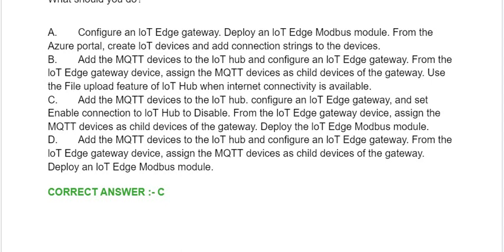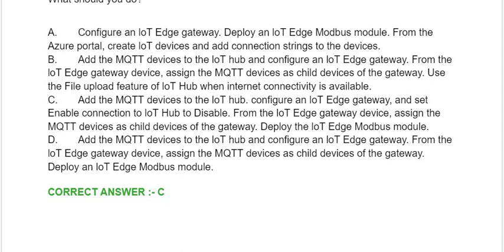Option C. Add the MQTT devices to the IoT Hub. Configure an IoT Edge Gateway and set Enable Connection to IoT Hub to disable. From the IoT Edge Gateway device, assign the MQTT device as a child device of the gateway. Deploy the IoT Edge Modbus module. Option D. Add the MQTT devices to the IoT Hub and configure an IoT Edge Gateway. From the IoT Edge Gateway device, assign the MQTT devices as child devices of the gateway. Deploy an IoT Edge Modbus module.